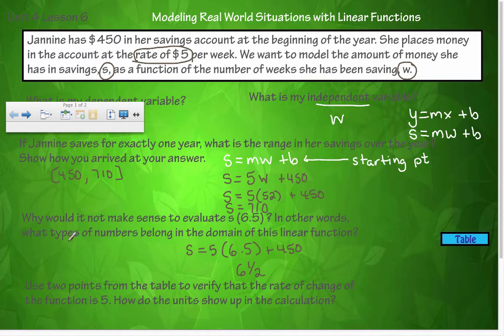So the types of numbers that we would put in here would be whole numbers. And actually, not even whole numbers, because we wouldn't use 0. Does anybody know what it's called when you don't use 0? Right, it's called a counting number. Because we don't use 0 when we count.